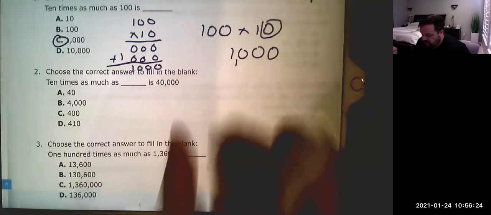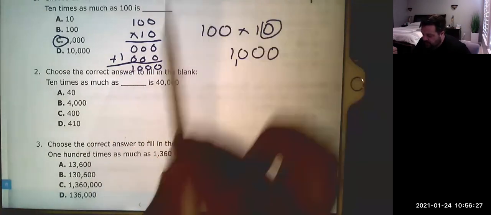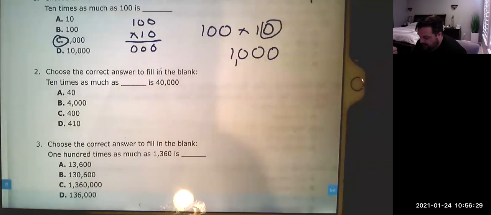All right, number two says choose the correct answer to fill in the blank. 10 times as much as blank is 40,000. Okay, pause.